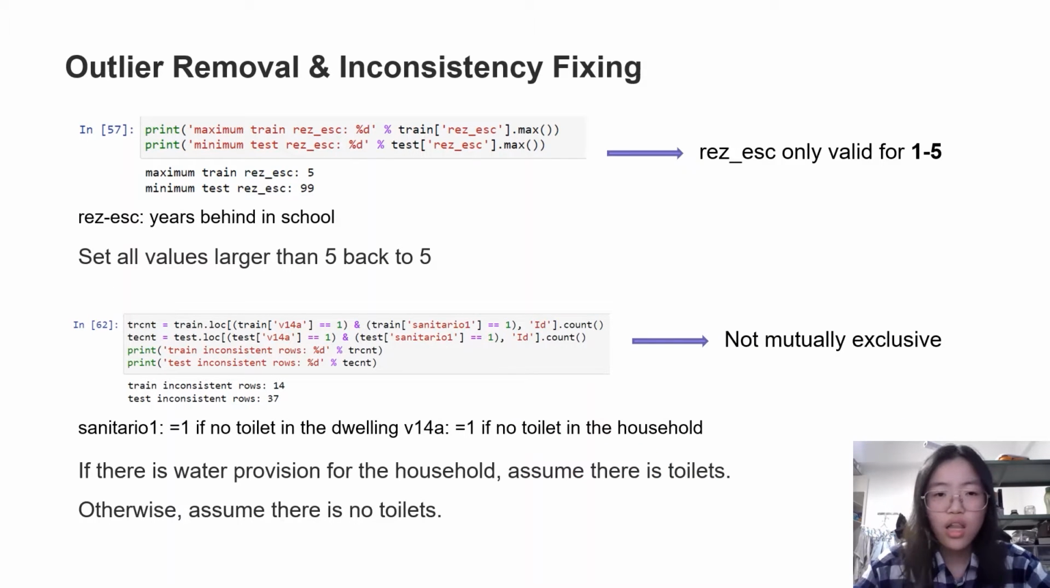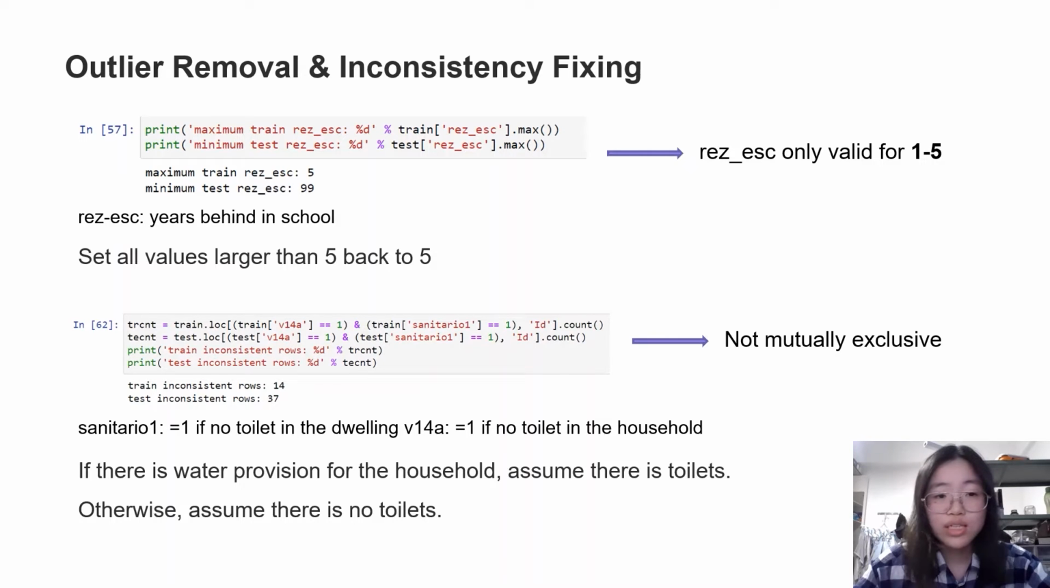The dataset also contains outlier data. As you can see, the maximum value for REZ_ESC in the test set is 99. However, a person is not likely to have 99 years behind in school. After checking the competition discussion, we found out that this column is only valid for values between 1 and 5. Thus, we set any values larger than 5 back to 5.